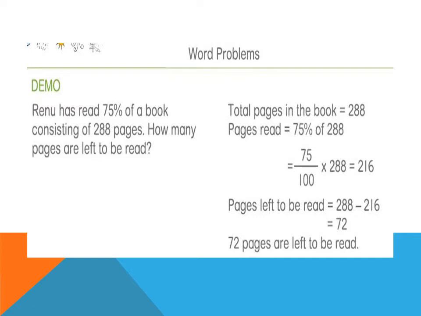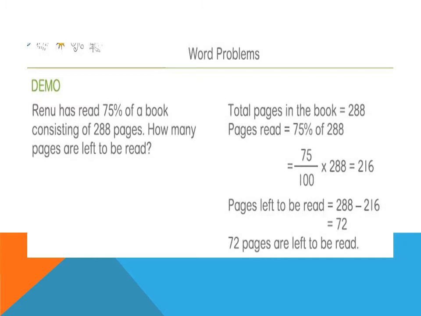So look at the answer at the right hand side of the screen. Total pages in the book equal to 288. Pages read equal to 75% of 288. That is 75 by 100 into 288 equal to 216. So Renu has read 216 pages.